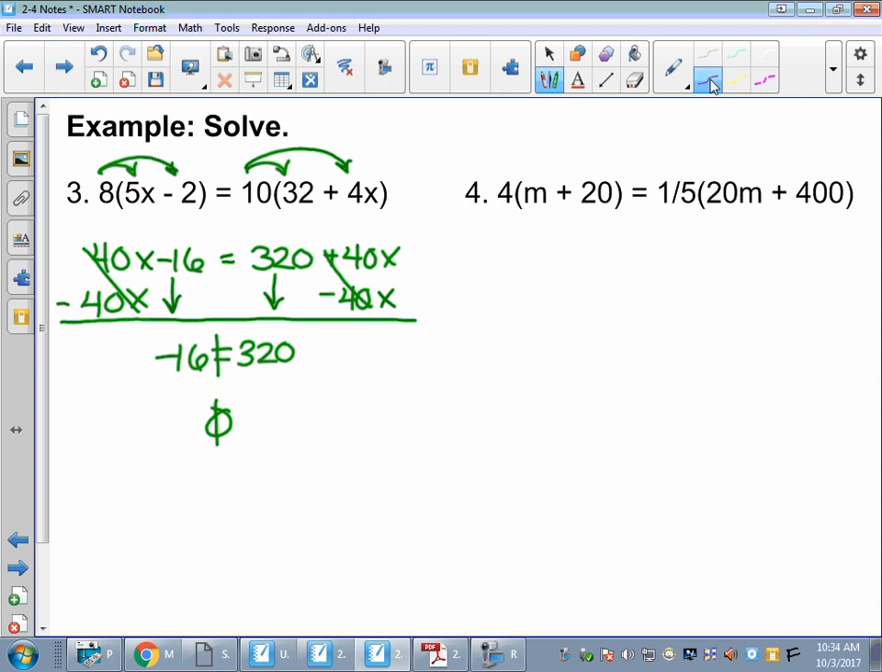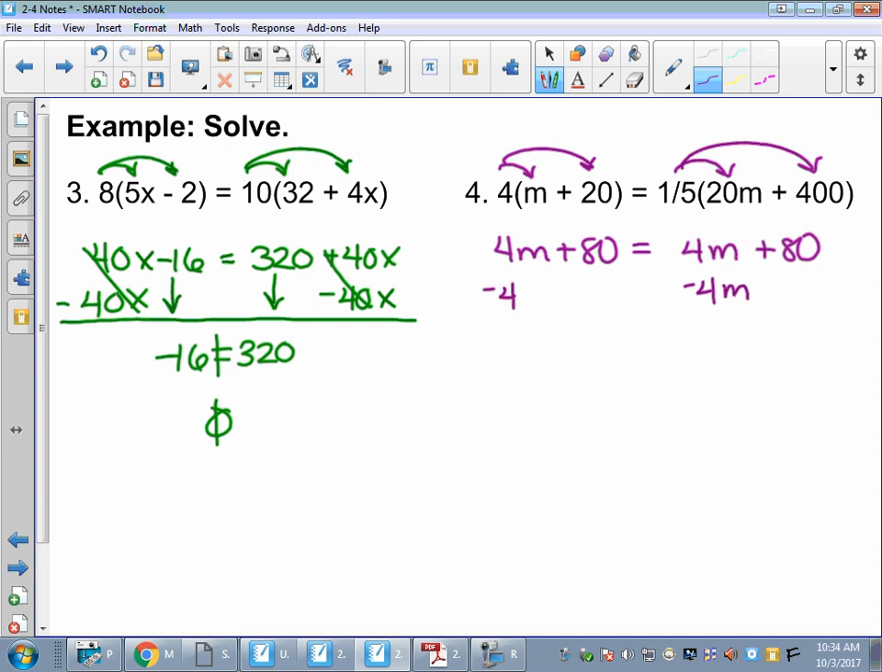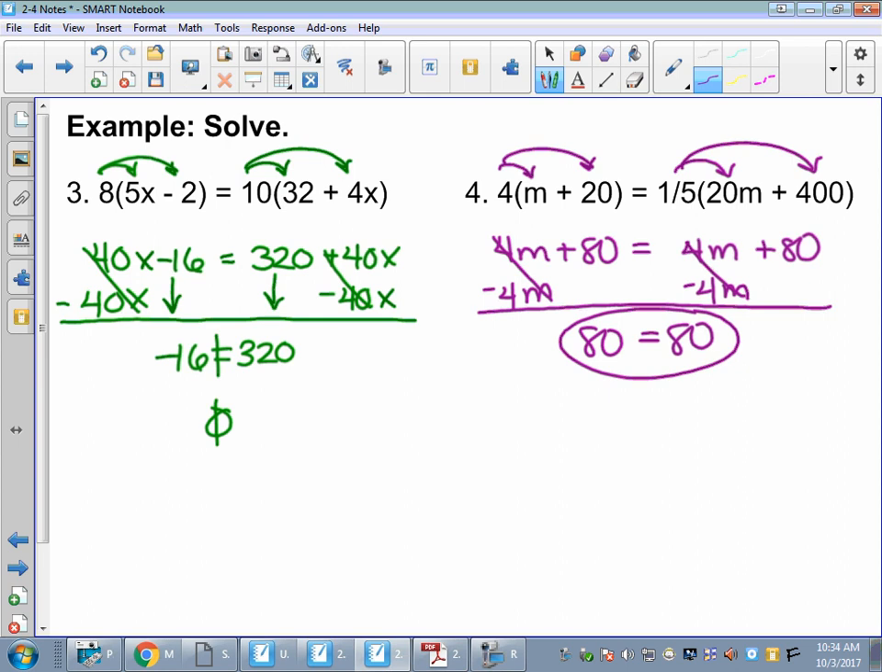On the other side here, I'm going to distribute 4 through. 4m plus 80 is equal to, when I distribute a fifth through, it's like dividing by 5. So 20 divided by 5 is 4m, and then 400 divided by 5 is 80. When I subtract 4m from both sides, you'll notice it goes away. And so we are left with 80 is equal to 80. This is always true. So what we're really saying is, what's the value of the variable that makes this true? It doesn't matter. You can plug in any number. All real numbers will make 80 equal 80.